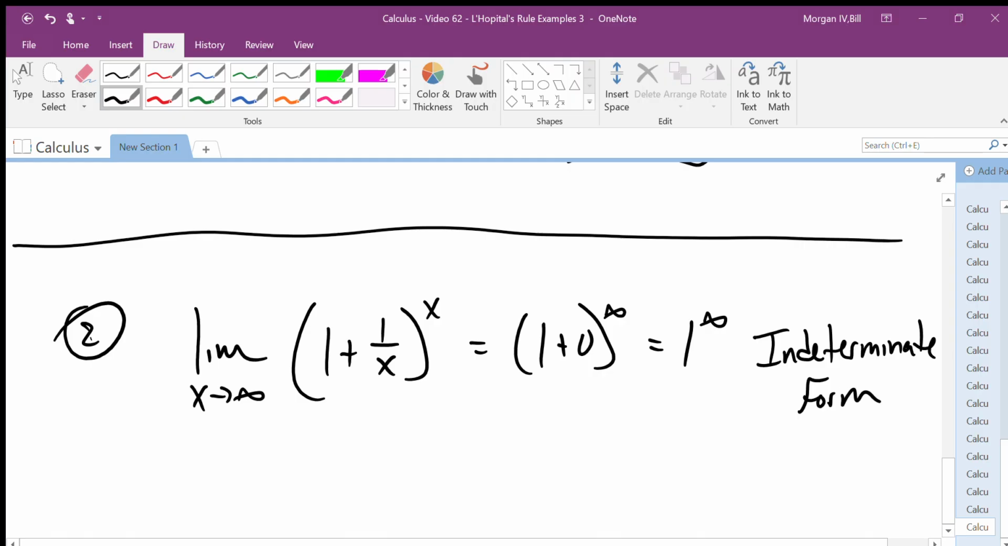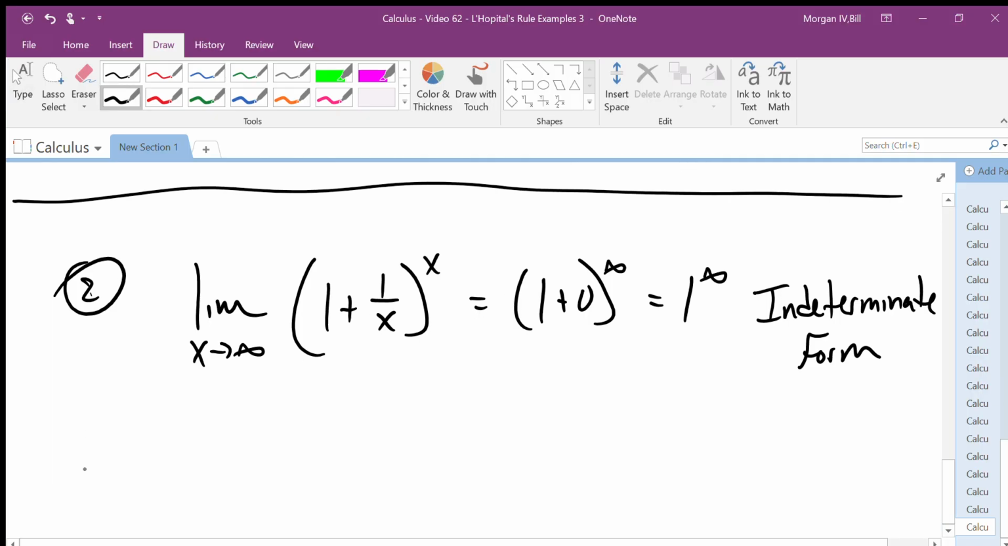So once again, we see that I have a variable x. It's 1 plus 1 over x, so there's some variable x in there raised to the variable x. That tells me that I want to do this. Let y equal this limit.